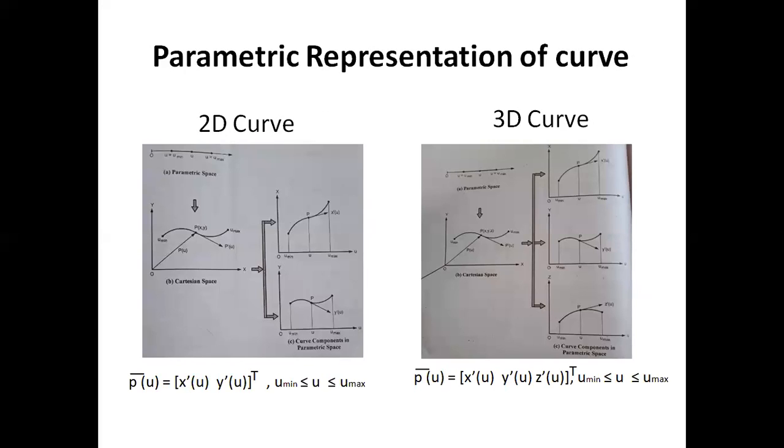Next, parametric representation of curve, whether a 2D curve or 3D curve. If it is a 2D curve, then P is a function of u, depending on x of u and y of u, raised to t. The variation of u is between u minimum and u maximum. Same in 3D, it is a representation of x, y and z, and there also u must be between u minimum and u maximum.